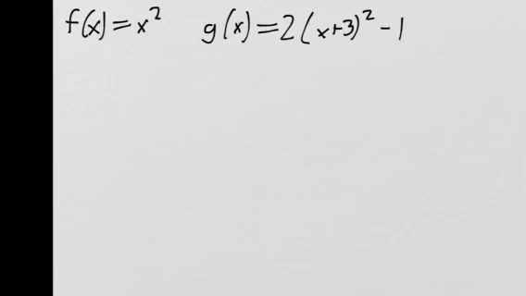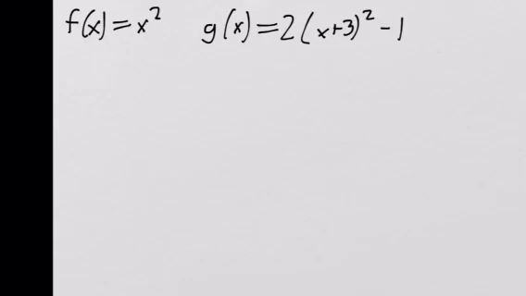But we're going to discuss the transformations needed to produce the graph g of x equals 2 times the quantity x plus 3 squared minus 1.